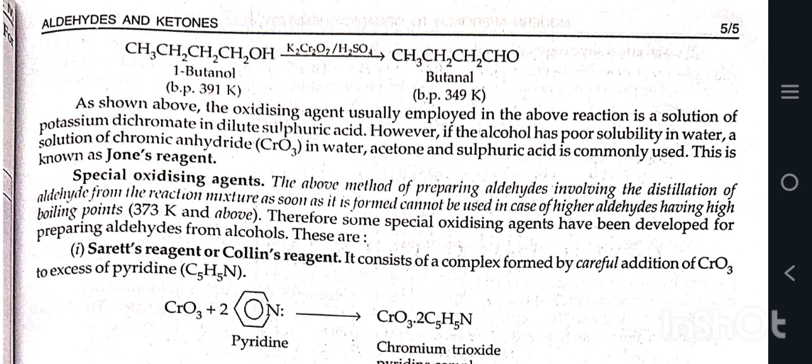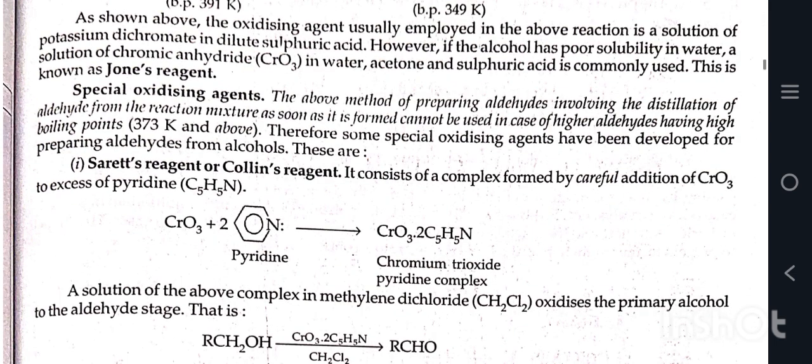Special oxidizing reagents. The above method of preparing aldehyde, involving the distillation of aldehyde from the reaction mixture as soon as it is formed, cannot be used in the case of higher aldehydes having high boiling points, 373 Kelvin and above. Therefore, some special oxidizing agents have been developed for preparing aldehyde or ketone. These are, first, Sarett reagent or Collins reagent. It consists of a complex formed by careful addition of CrO3 to excess of pyridine C5H5N. CrO3 plus 2 moles of pyridine gives CrO3(C5H5N)2, the chromium trioxide-pyridine complex.